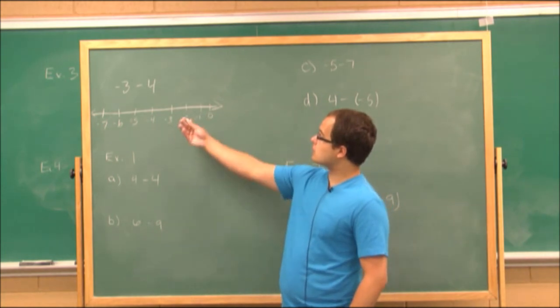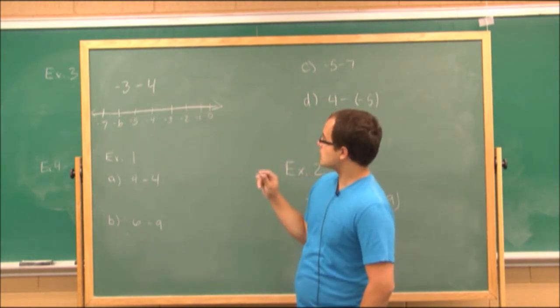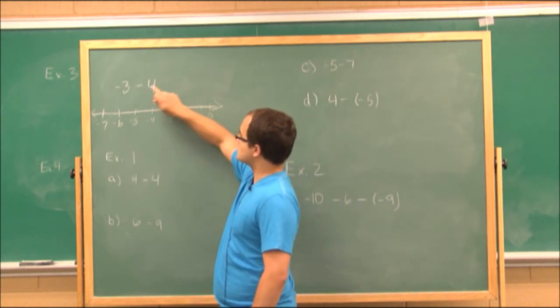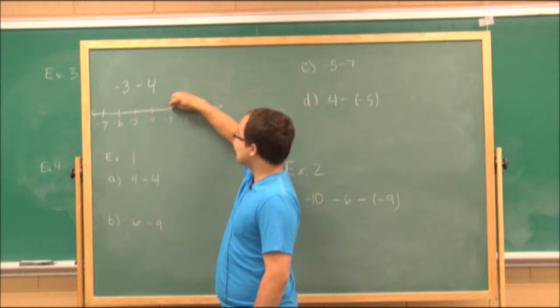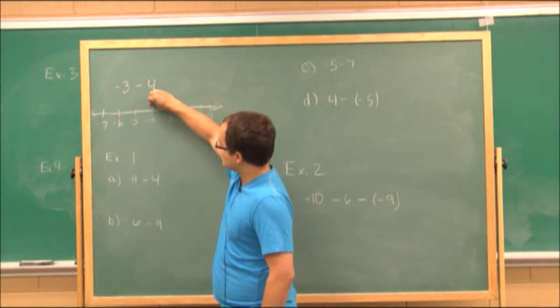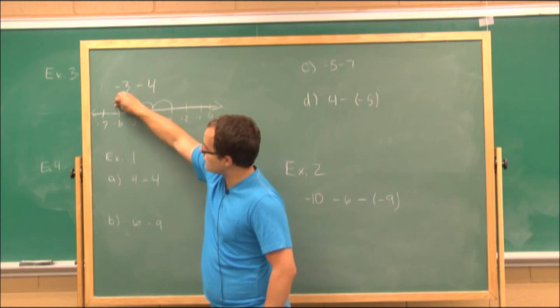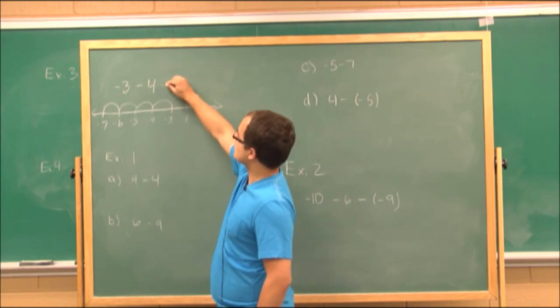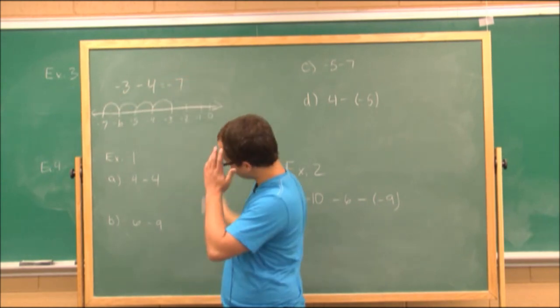Start off, -3 minus 4. So on a number line, you'd start at -3. Since it's minus 4, I have to go left 4 units. 1, 2, 3, 4, which equals -7.